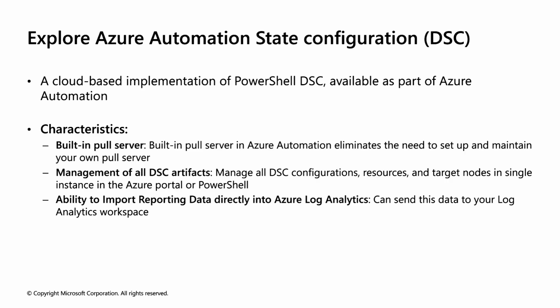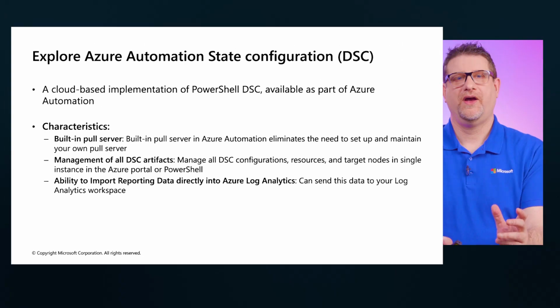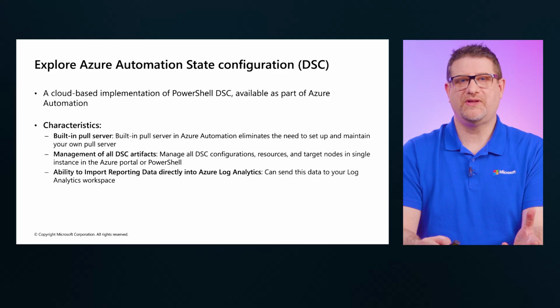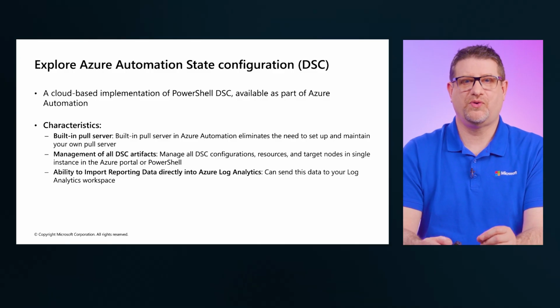Azure Automation State Configuration is a cloud-based implementation of PowerShell desired state configuration that makes it easier to keep your IT environments consistent and secure. With this service, you get a built-in pull server right in Azure Automation, so you don't need to set up or maintain your own. All of your desired state configuration artifacts, the configurations, resources, and target nodes, are managed in a single place, either through the Azure portal or PowerShell. This centralized management streamlines the process of applying and monitoring configurations across your infrastructure, whether you're working with a handful of servers or hundreds, spread across several different environments.